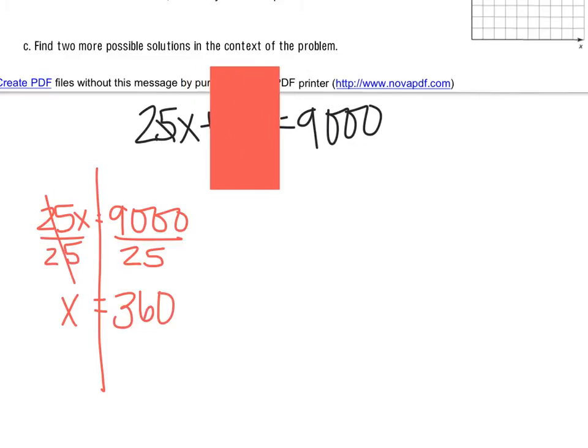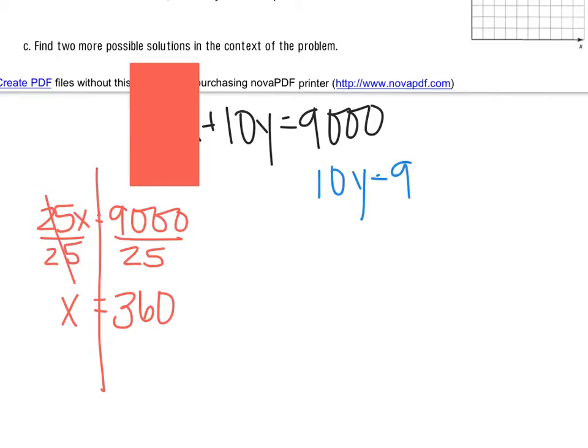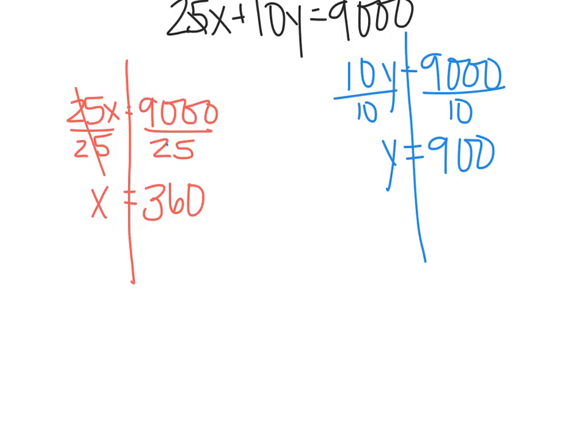Now I've got to find my y-intercept. So I'm going to cover up my x value. My y-intercept is going to be 10y equals 9,000. So I'm going to divide both sides by 10. And that tells me my y-intercept is 900. So as an ordered pair, my x-intercept would be 360, 0.